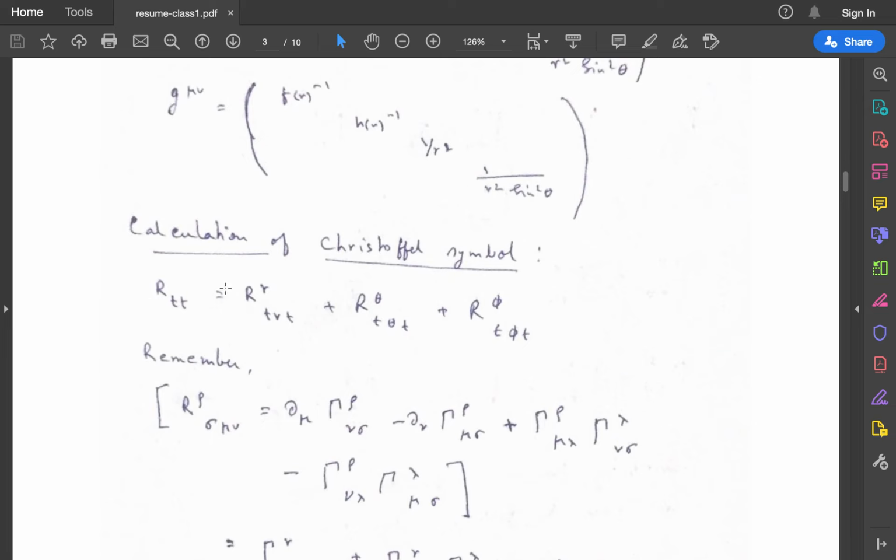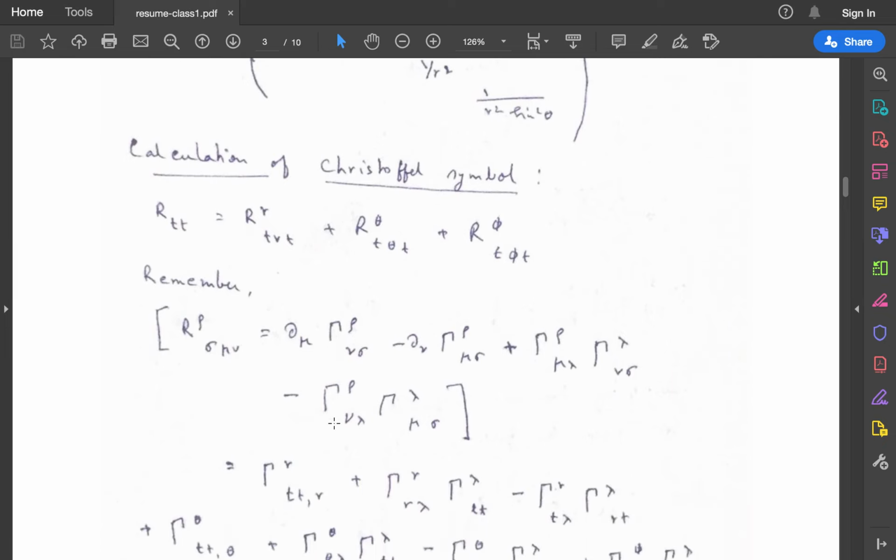So we know that R_tt can be calculated in this form. It also has the theta form and the phi form. We are doing this because we know how to write this Ricci tensor R_ρσμ. In this case rho and mu are the same for us, so it will help us. You must remember this form.